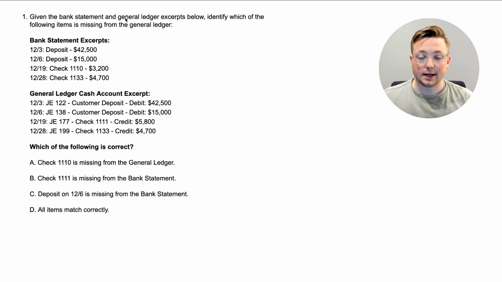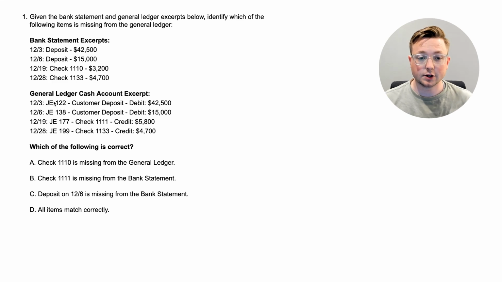Given the bank statement and general ledger excerpts below, identify which of the following items is missing from the general ledger. Okay, so we need to figure out what is missing from the general ledger. So we have a deposit on the 3rd of December, $42,500. We have a deposit on the 6th of December. We have a check that was taken out on the 19th. We have another check that was taken out on the 28th. That's according to the bank statement, right?